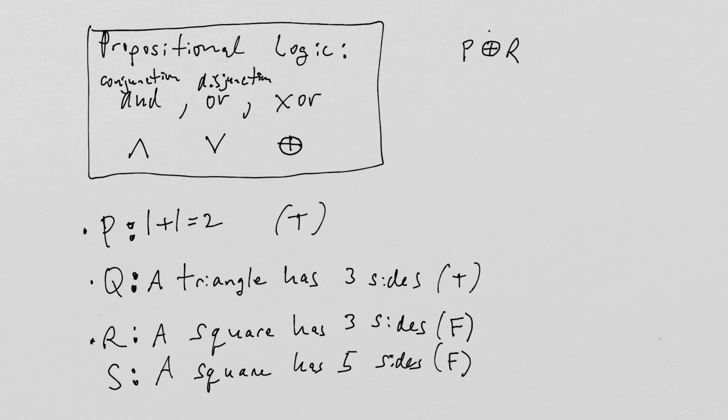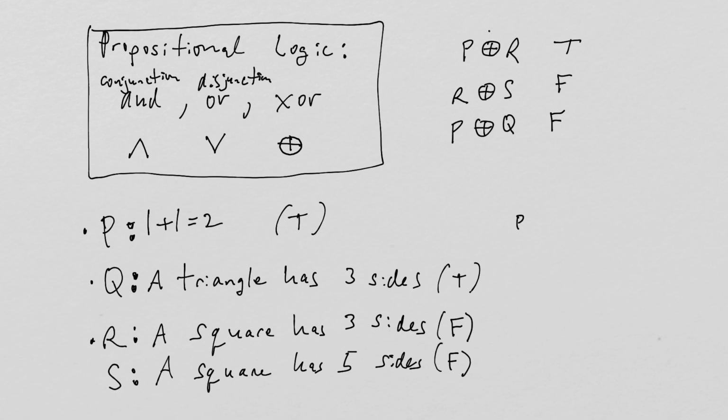1 plus 1 equals 2, or a square has 3 sides, that's going to be true because exactly one of the things is true. And if I say a square has 3 sides, XOR a square has 4 sides, that's going to be false because neither of them are true. But if I say 1 plus 1 equals 2, XOR a triangle has 3 sides, those things are both true, but that means the entire statement is false because XOR is only true if just one of the things is true, not if both.